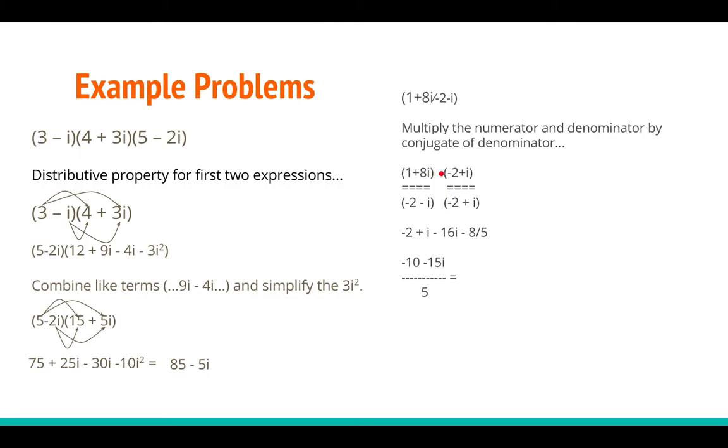So you're going to multiply across, basically. And what that'll get you for the top row, for the numerators, is negative 2 plus i, minus 16i, minus 8, all over 5. And you want to combine like terms. That'll go down to negative 10 minus 15i over 5. And you can just divide. And you obviously would have gotten negative 2 minus 3i. Good job, I'm proud of you.